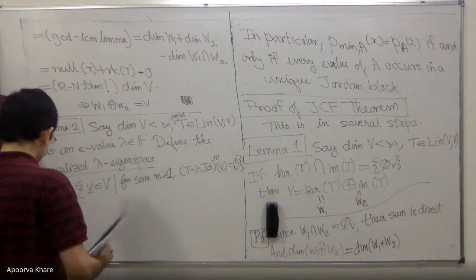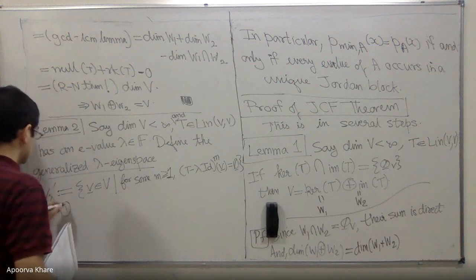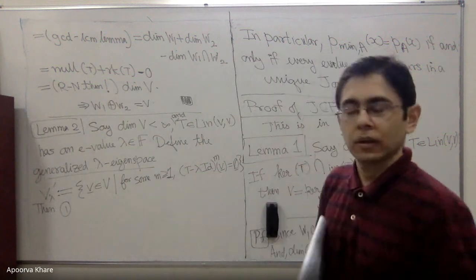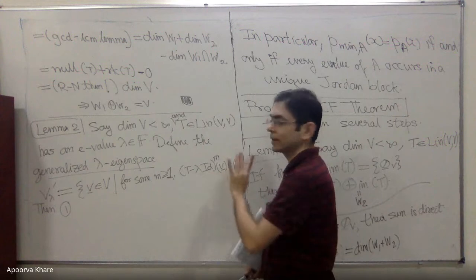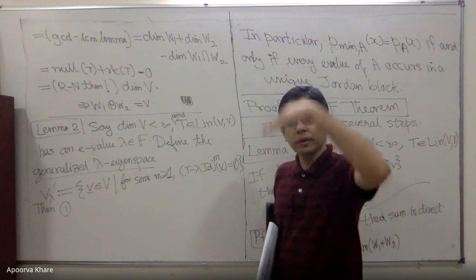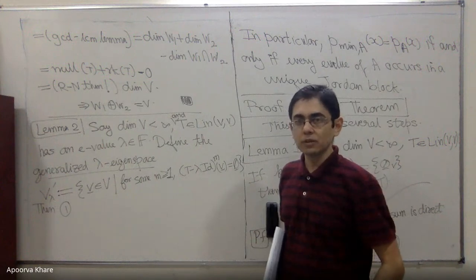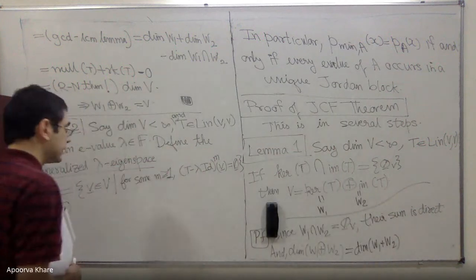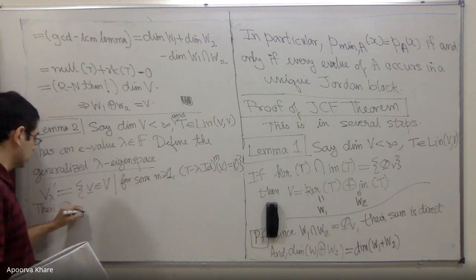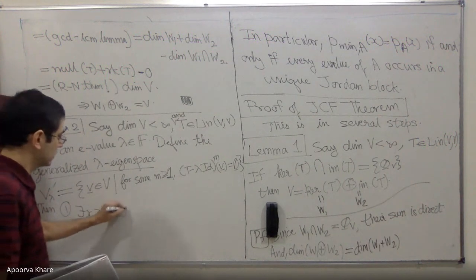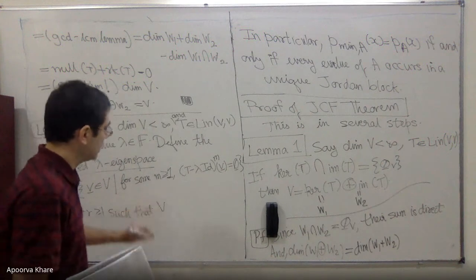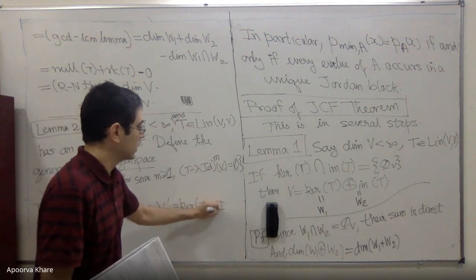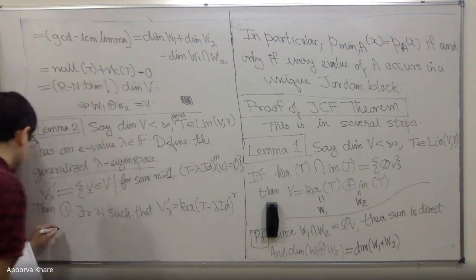Then there are two parts to the theorem. One is that every vector in this eigenspace has some integer power of this transformation that kills it. But maybe I can keep finding bigger and bigger integer powers. Maybe the same integer power doesn't work for everything. That's not the case. The first statement is there exists an integer r bigger equal to 1 such that V prime lambda is literally the kernel of (T minus lambda identity) to the r. That is the first statement.